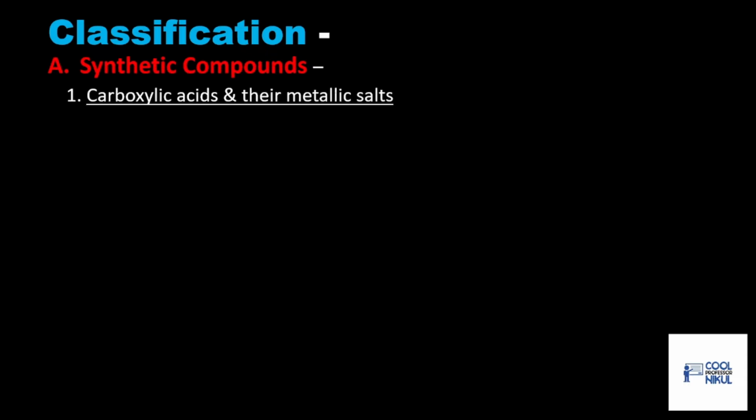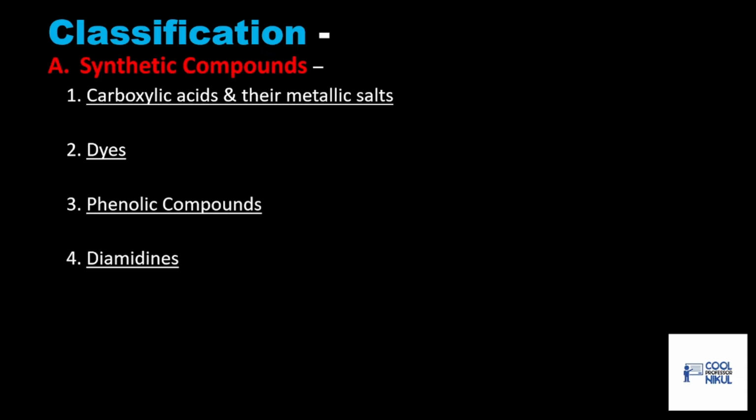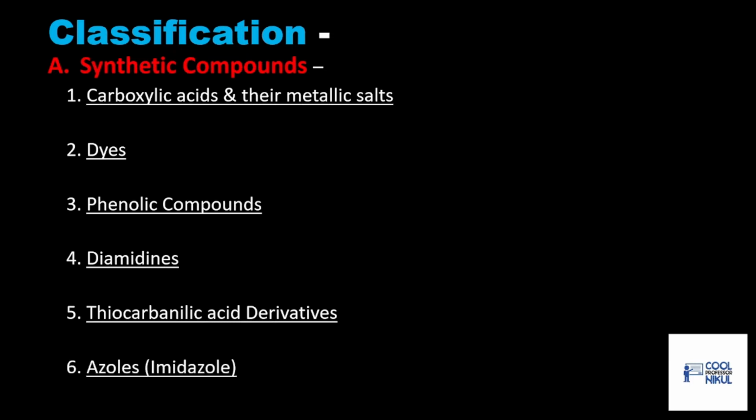Okay. Now let's study the classification. There are two categories: one is synthetic compounds and the other is natural antibiotics. Let's see what categories there are under the synthetic compounds. First is carboxylic acids and their metallic salts. Second is dyes. Third is phenolic compounds, diamidines, then thiocarbonylic acid derivatives, and azoles, which are also called imidazoles, as the imidazole ring is present in them.